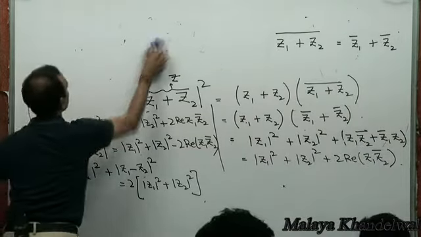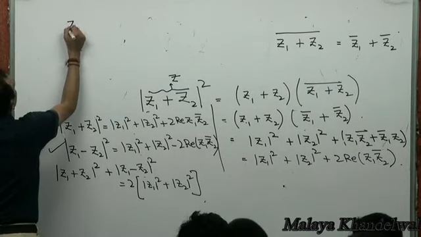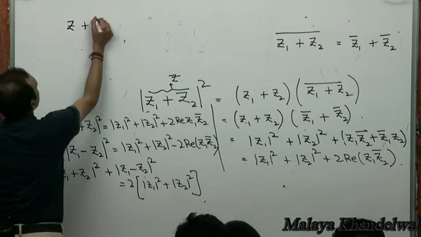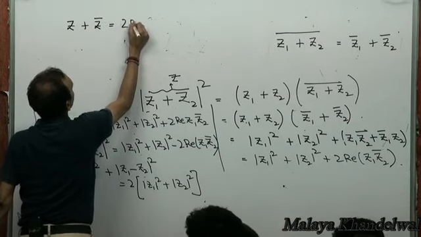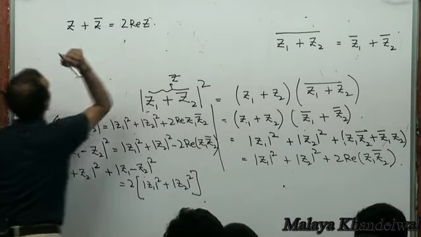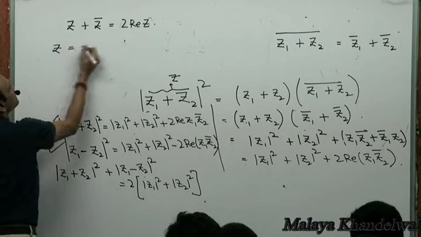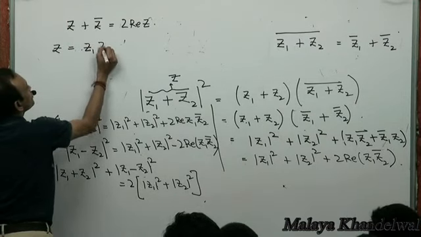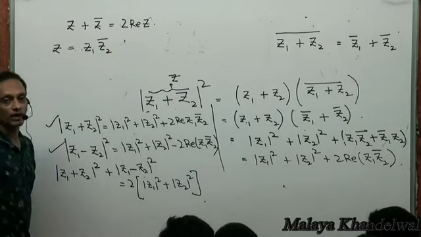Okay, I'll explain. Do you understand this? Z plus Z bar is twice real Z. Is this comprehensible? Okay. Now suppose I take Z as Z1 Z2 bar. Alright?